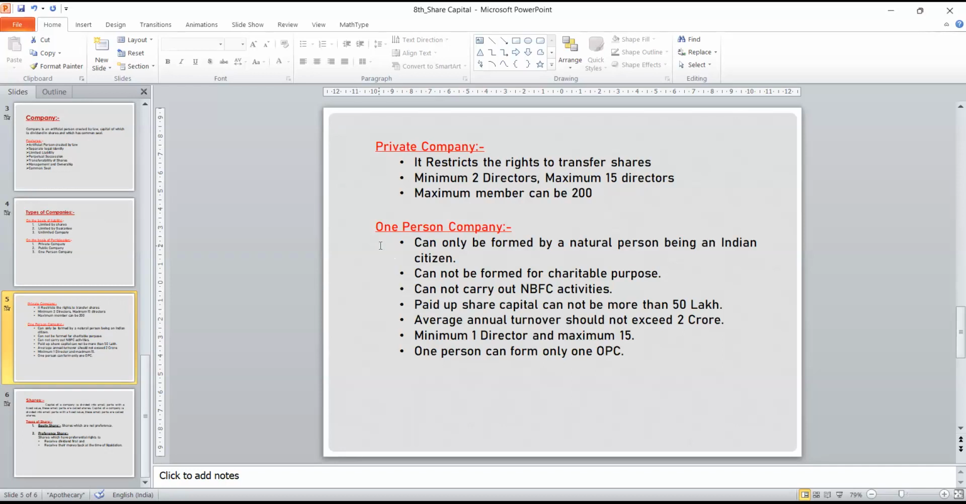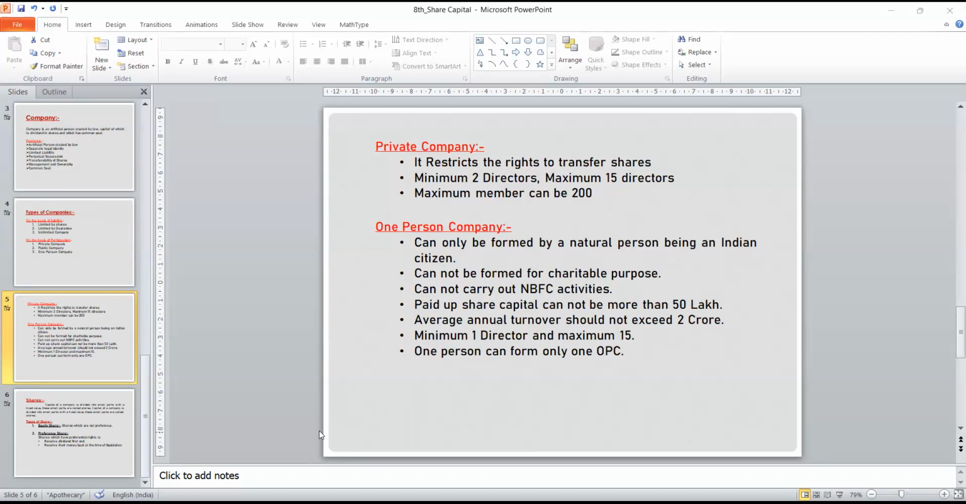Can you tell me what is preference share? Preference shares are the shares which have preferential rights to receive the dividend first and the capital at the time of liquidation. And get their capital back at the time of liquidation. Yes, sir. Okay.